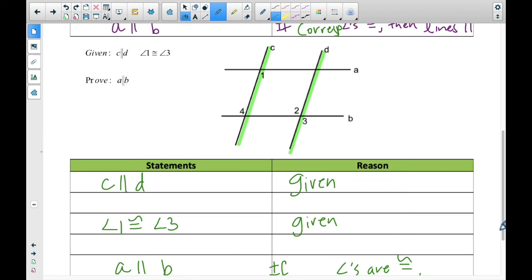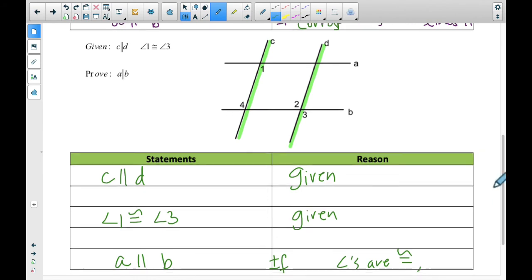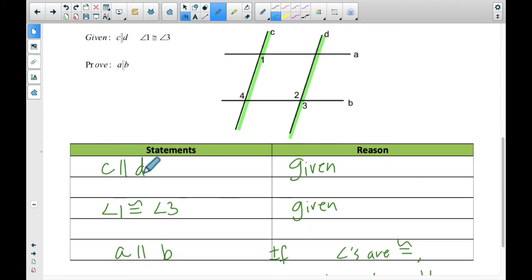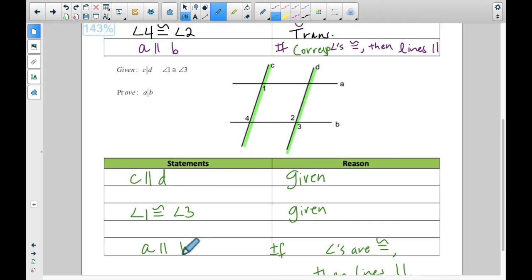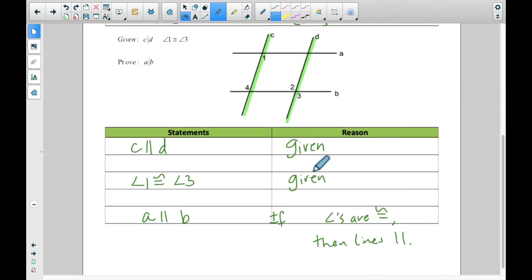All right, this will be our last proof for this video. I'm going to fill in the easy stuff. So C is parallel to D, given, 1 is congruent to 3, given, and A is parallel to B. I'm not sure, but the one that we keep using is if blank angles are congruent, then the lines are parallel. So that's probably going to be our reason here. Let's take a look at the diagram. We need to get, first of all, find some angles with C and D.